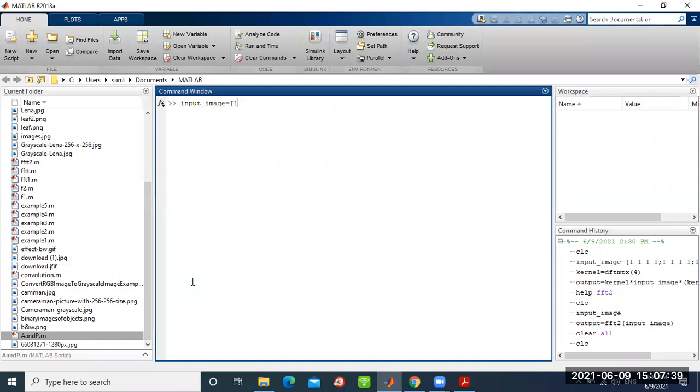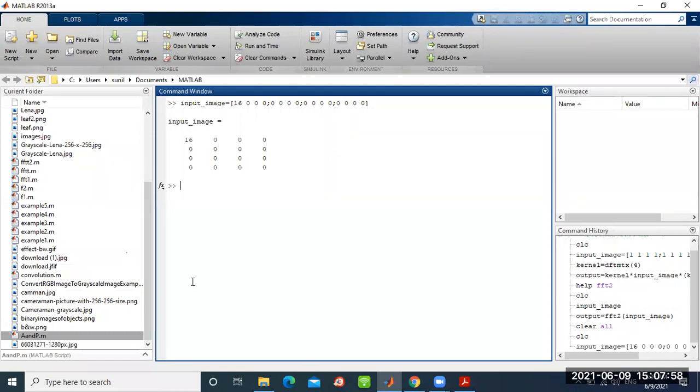The first value is 16, the rest are 0. Then semicolon. All zeros, four zeros. Then semicolon, and again for the remaining rows. I can see this is my input image, it is your f of uv. Now first I have to find the kernel.